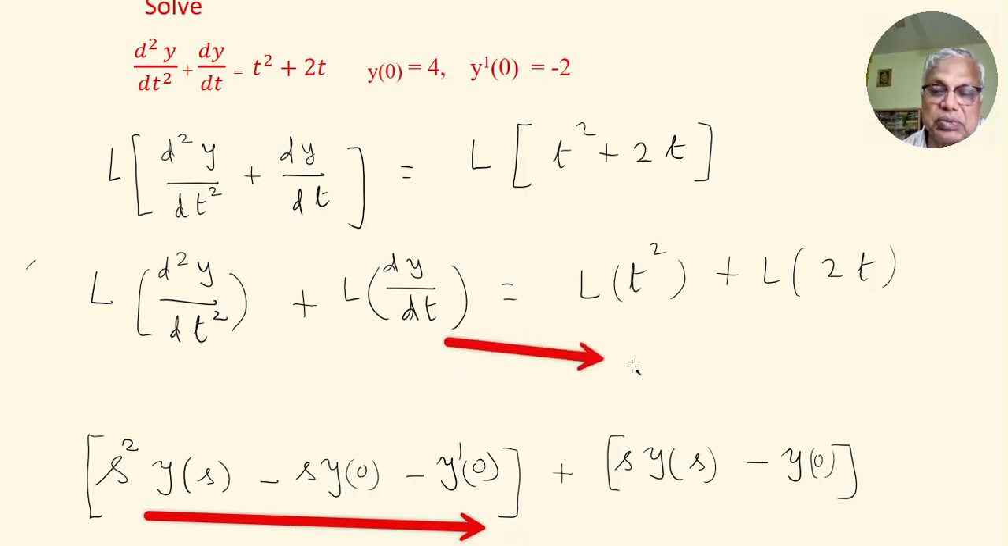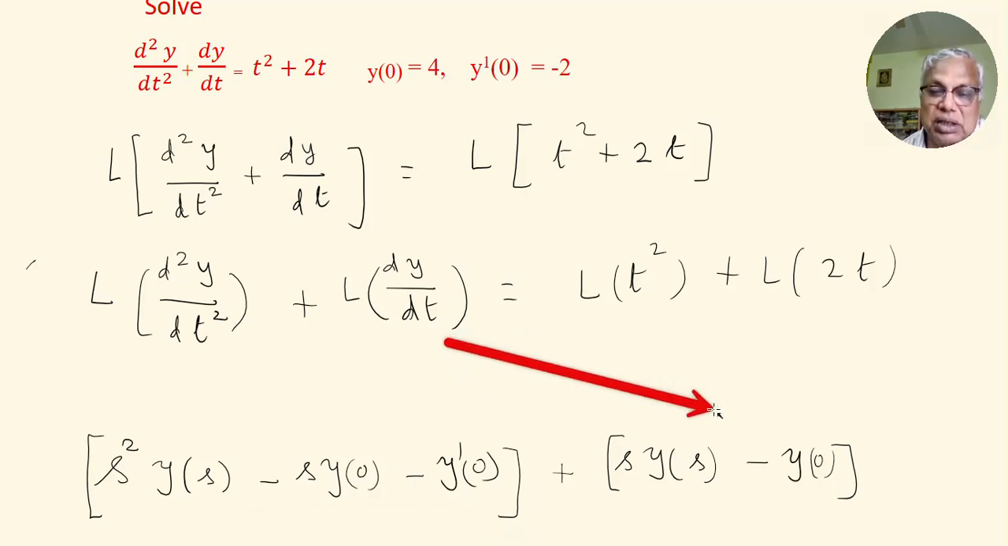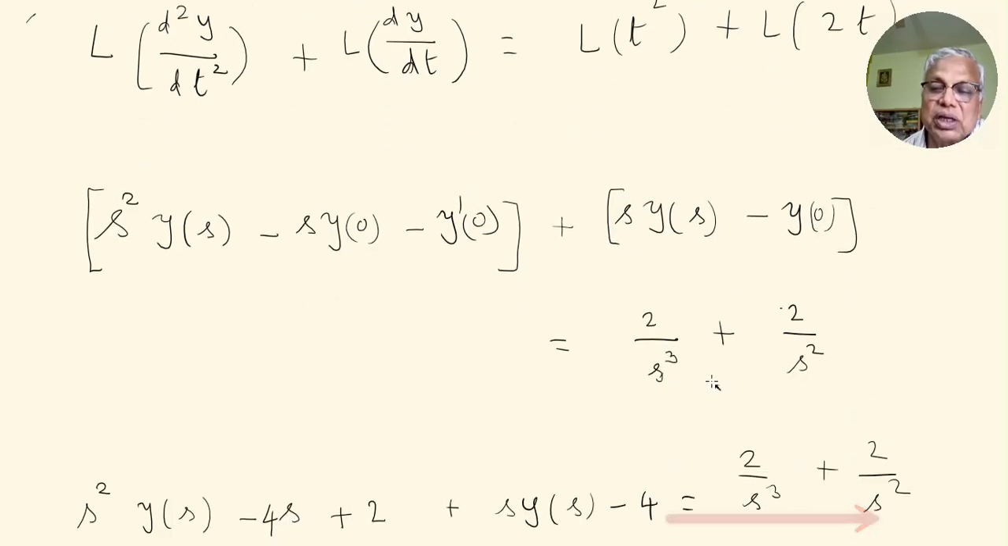And the Laplace transform of this first derivative, L of the first derivative, is s into Y of s minus y(0), equal to L of t square. L of t square is 2 by s cube.